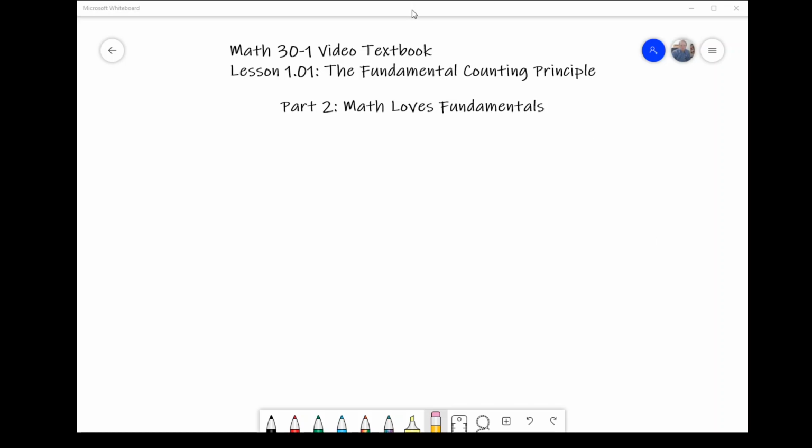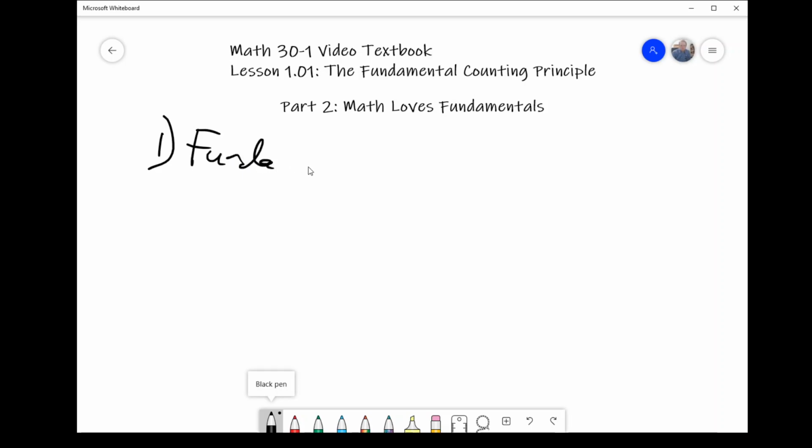So in the second part of our video textbook of our first lesson, we are dealing with the fundamental counting principle and defining what it is. Now, mathematicians don't use the word fundamental lightly, but they do use it with some regularity. There are at least 4 fundamental concepts in math, 2 of which are already familiar.